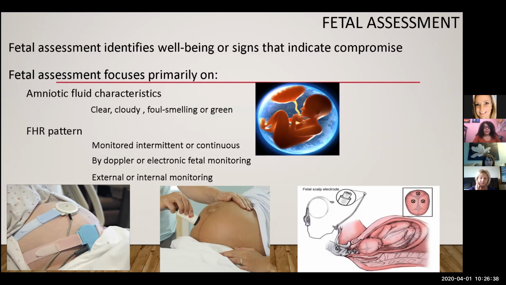So by intermittent monitoring, I'm talking about this middle picture where she has the Doppler on the abdomen and listens at intervals, usually in active labor about every 30 minutes. She's listening before a contraction, during the contraction, and after the contraction to listen for changes in the fetal heart rate. So fetal heart rate monitoring is just as much a visual skill as it is an auditory skill.